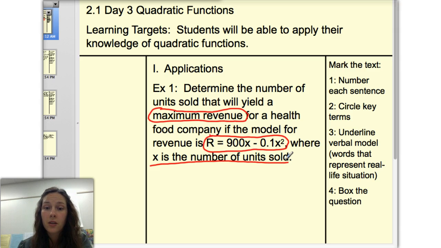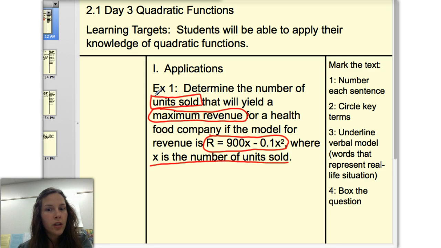And then finally, box the question. Now, I kind of did that with the circle around maximum revenue. The whole statement in this case is our question. Determine the number of units sold. That's really what we're going for. Number of units sold. That's what we need to be able to answer when we're done with our math.